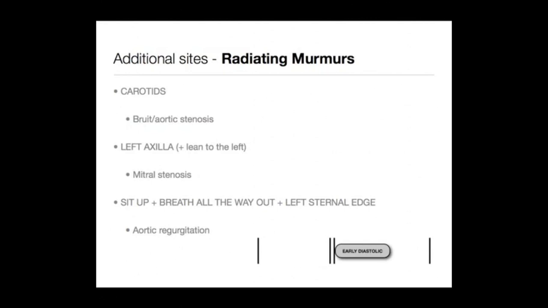You can do this by asking the patient to breathe all the way in, then breathe all the way out, and to then hold it there for a moment while you auscultate. A further tip is to ask the patient to lean forwards while listening for aortic regurgitation, as this can accentuate the murmur even further. Listen now to the early diastolic murmur of aortic regurgitation.